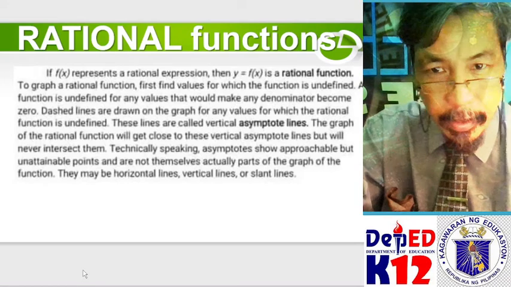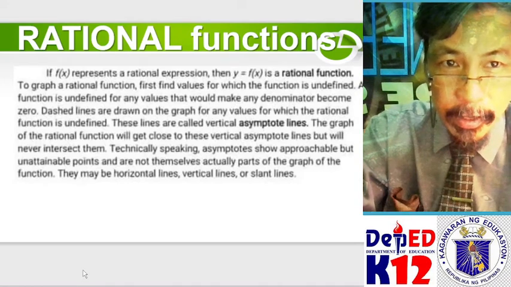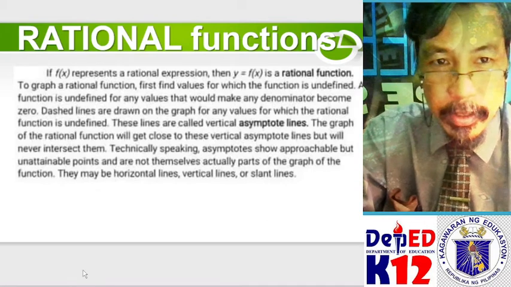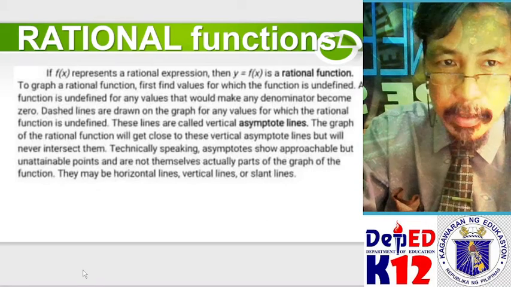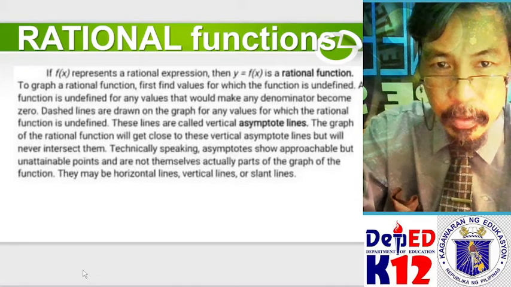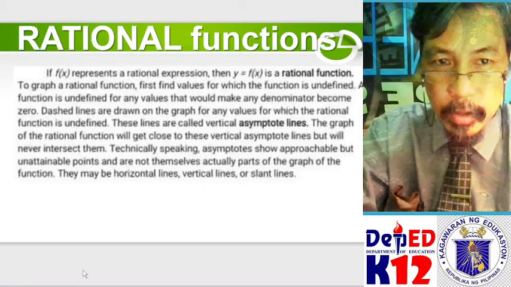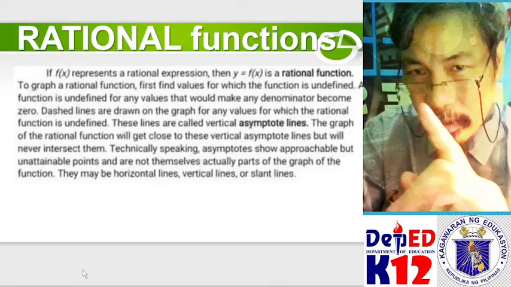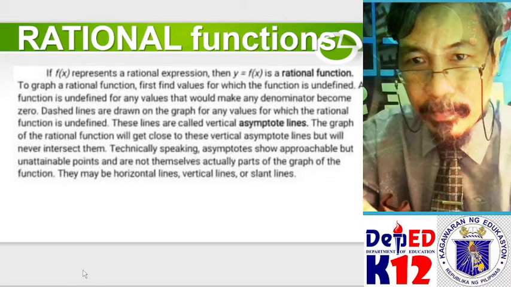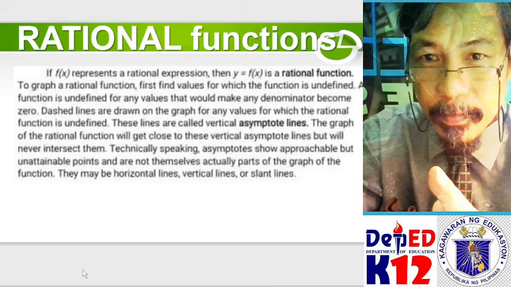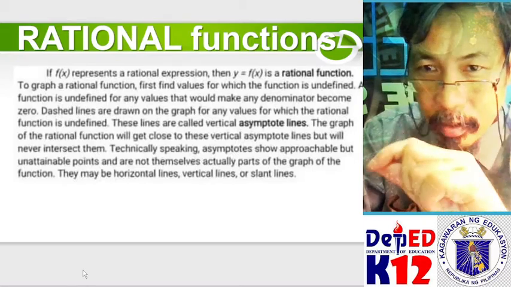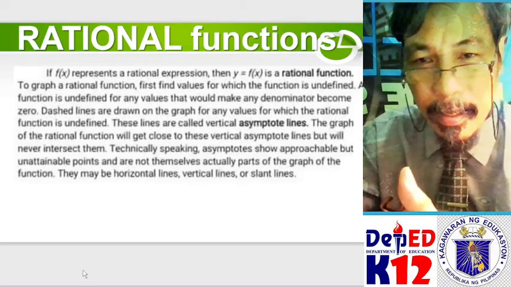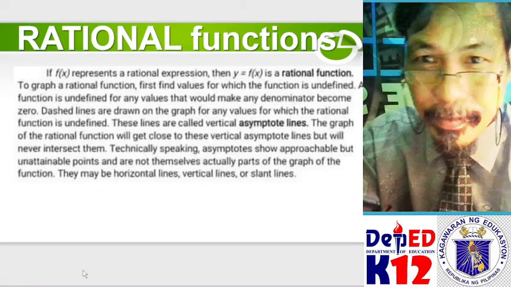They explain that if f(x) represents a rational expression, then y = f(x) is a rational function. To graph a rational function, first find values for which the function is undefined. Take note, undefined, because we cannot graph undefined points. We can only graph defined points, those points that are somewhat legal. It is defined.